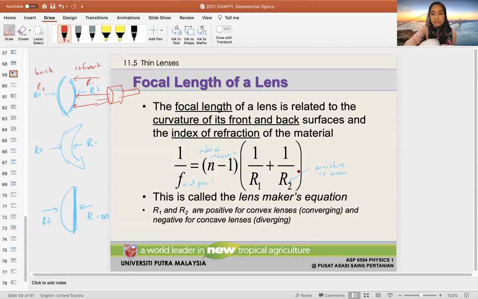So this is called the lens maker equation. R1 and R2 are positive for convex lenses, converging, and negative for concave lenses, diverging. You don't have to memorize this. Just look at the shape. If it's going outward, it's positive. If it's going inward, it's negative. Question?